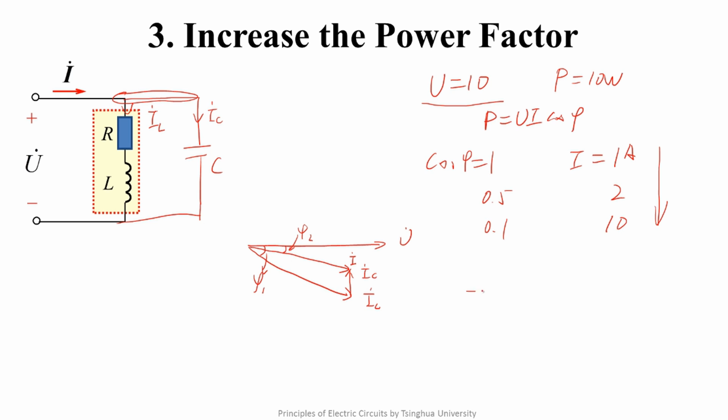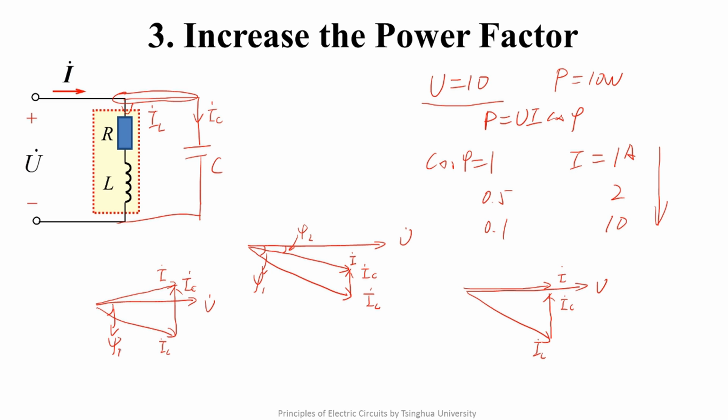For example, we can choose the capacitance to make the voltage and current in phase seen from the port. In this case, all the power supplied by the source is the active power of the load. Again, for instance, we can also choose a capacitance to make the power factor angle change from phi 1 lag to phi 2 lead.